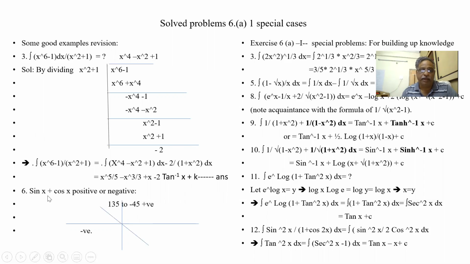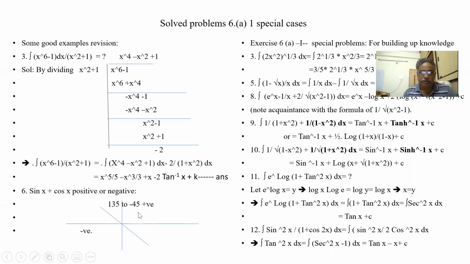So let us see another one. Sin x plus cos x positive. See, when we say sin x plus cos x is positive, here cos is positive, cos 45. Here cos 45 is negative, sin 45 is positive, so here it is 0. Here cos 45 positive, sin 45 negative, 0. This whole zone is where sin x plus cos x is positive. This zone is negative. This zone is negative.